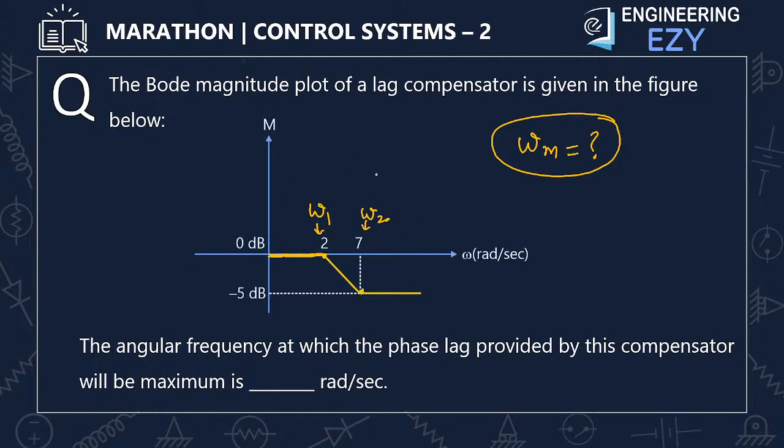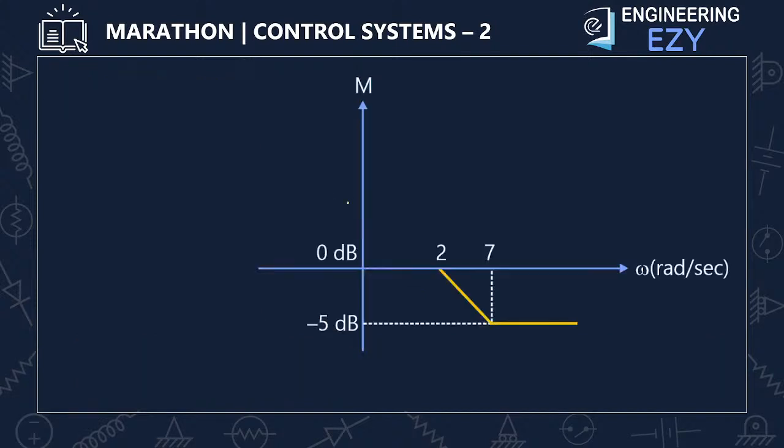The geometric mean of the corner frequencies gives the frequency at which the maximum phase angle, the maximum phase lag, is provided. So the maximum phase frequency is the geometric mean of the corner frequencies. You must write like this.